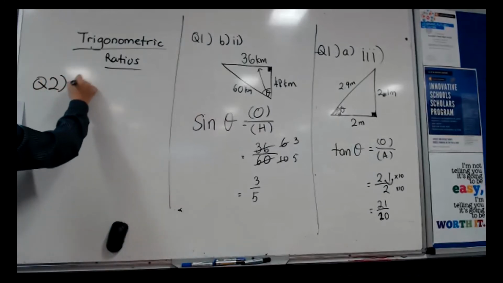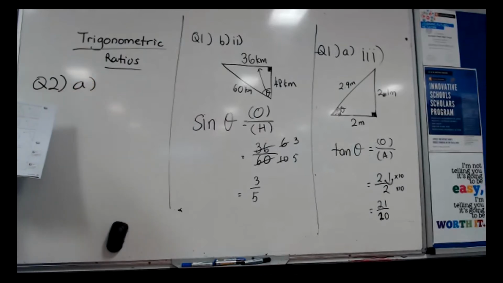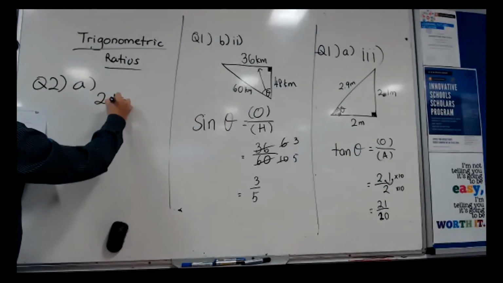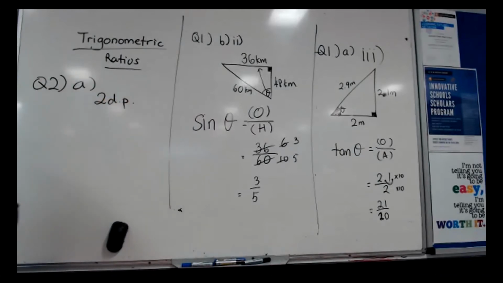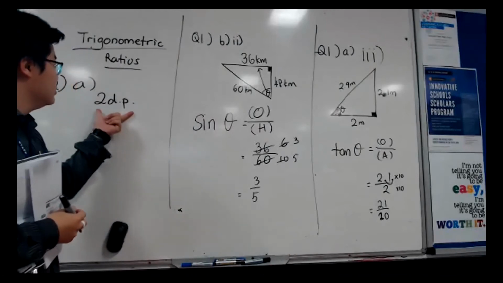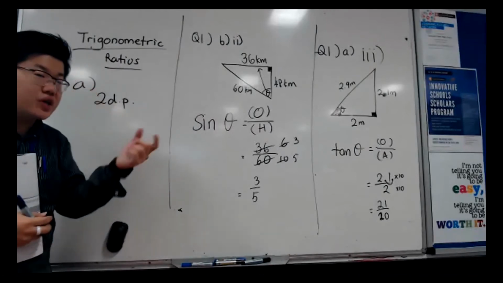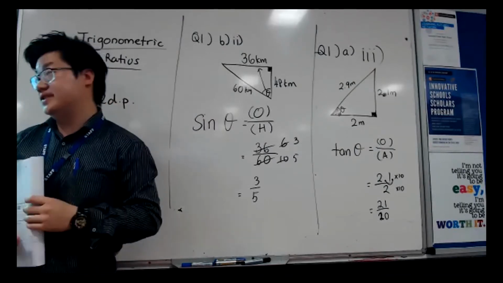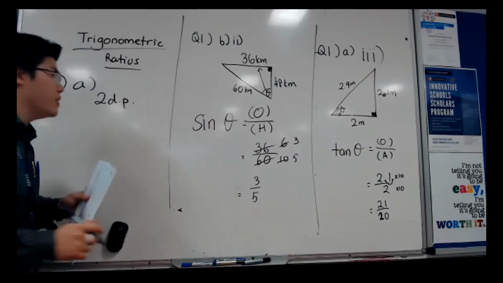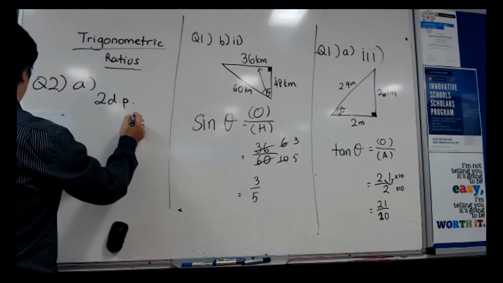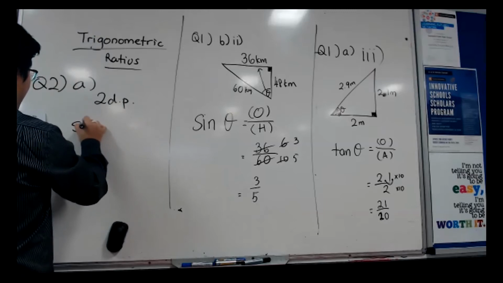Question 2A. Find the value of the variable correct to 2 decimal places. So, 2 decimal places. It's a very good rule of thumb to spend only 1 second to write out what the question really wants, so that you won't make careless mistakes.